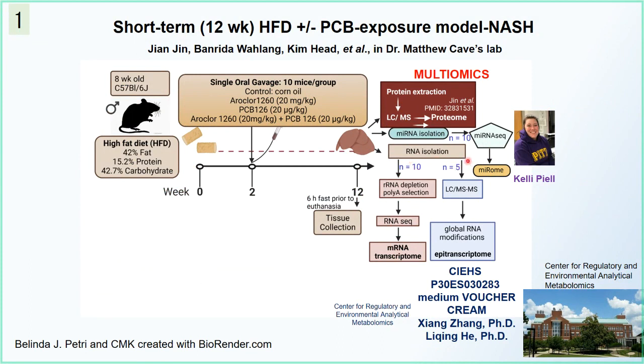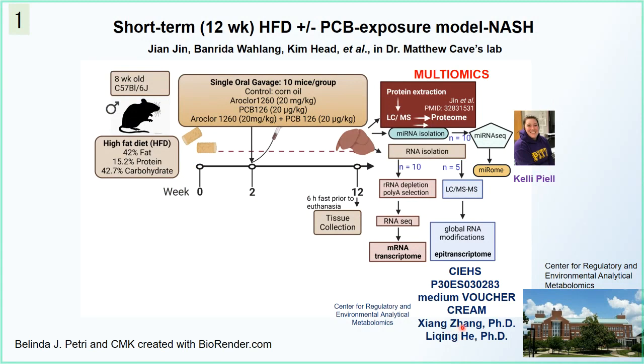Now, what I'm going to talk about today is that we used five samples from each of these four groups to identify global RNA chemical modifications, the global epitranscriptome, by LC-MS/MS, and this was actually paid for by a NIEHS P30 Center grant, a medium voucher. And the work was performed in the CREAM core, which is the Center for Regulatory and Environmental Analytical Metabolomics, and it's headquartered in the Schumacher building on the Belknap campus. And the work was performed by Li Qing He, who is a postdoc in Dr.